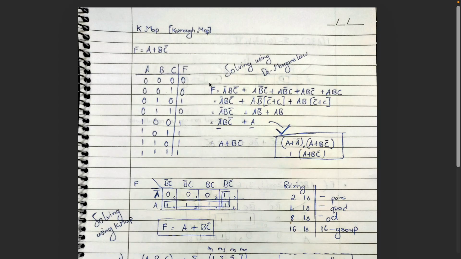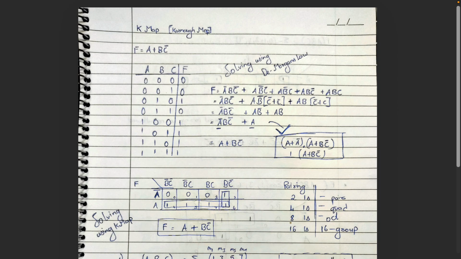Now, first let's try to solve this equation, whatever we have got here, the sum of minterms. Here we have A bar B C bar that I have written here. Then again, I have got a 1 here. So A B bar C bar, A B bar C. Then I have A B C bar, then A B C.